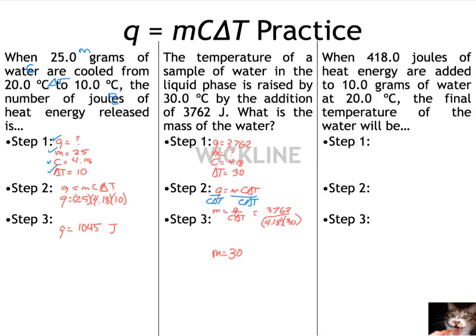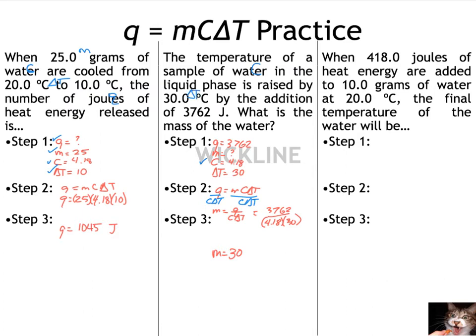All right, so I'm going to read the question and label things as I go. The temperature of a sample of water in the liquid phase. So when they said water, I know that's C. So I have my value for C, 4.18. In the liquid phase is raised by 30 degrees Celsius. So this is my delta T.